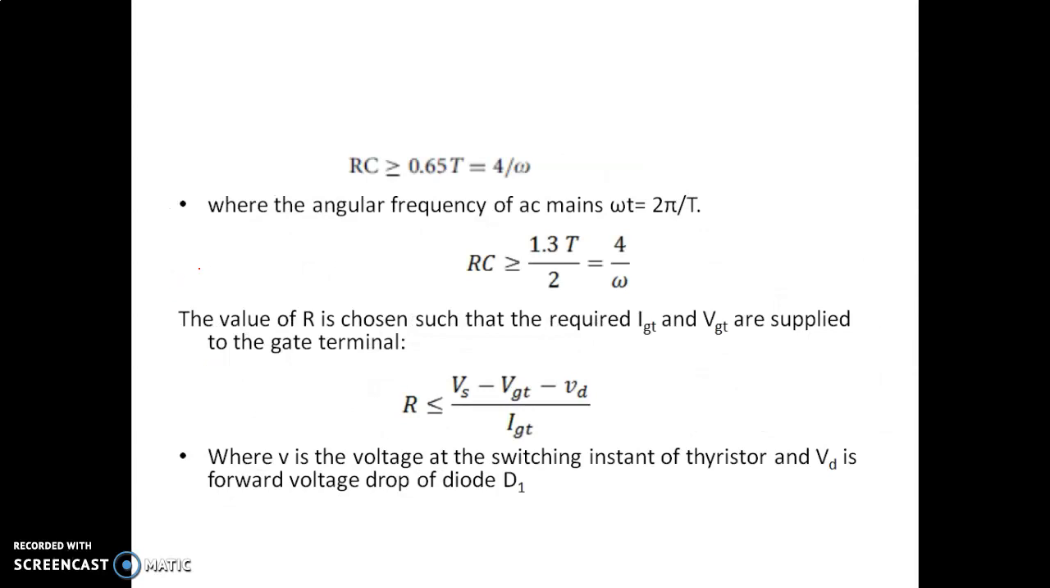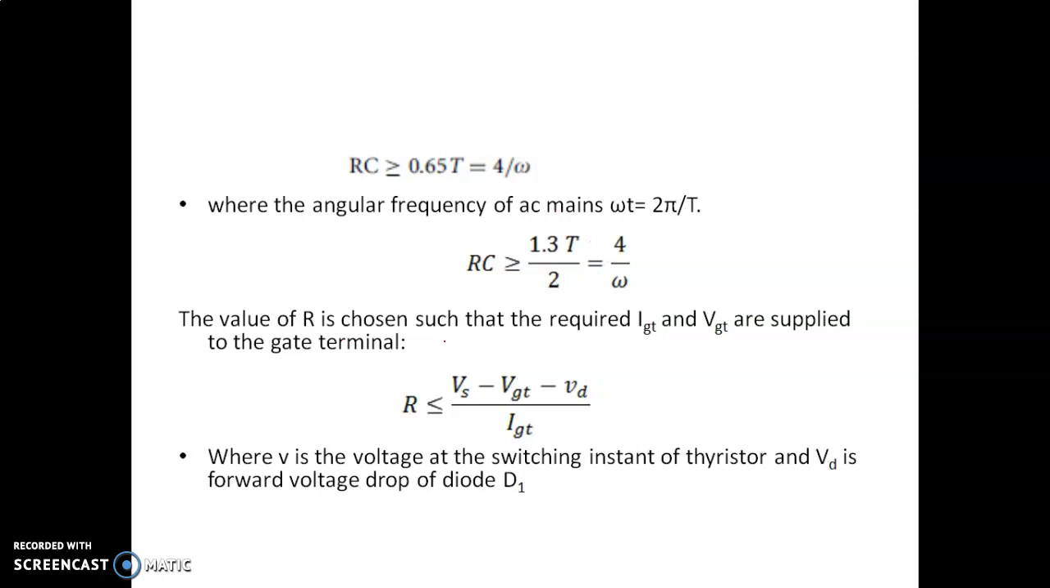Now coming to the value of resistance and capacitance, RC should be greater than 0.65 T, or it can be written as 4 by omega, where the angular frequency of the AC mains is omega, and omega is equal to 2 pi by T. Or RC should be greater than 1.3 T by 2, which is equal to 4 by omega.